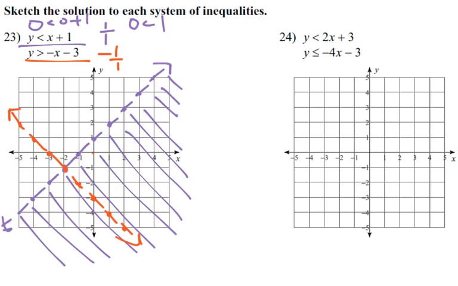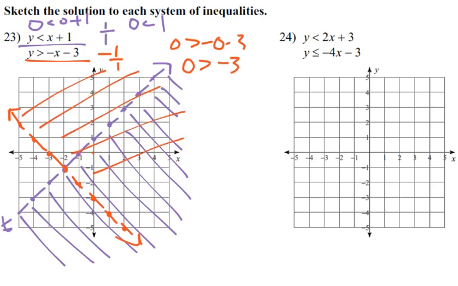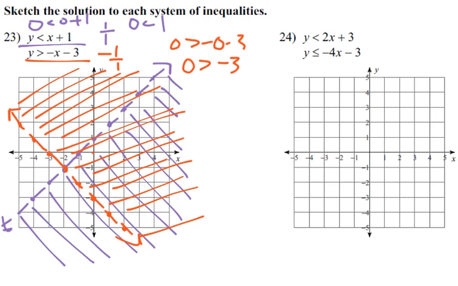So let's pick that test point 0, 0 again. 0 for y, 0 for x. Negative 0 minus 3 is negative 3. Is 0 greater than negative 3? Yes. So we shade this side. So now my question is, where is the place on this graph that answers the question, the solution for both of them? Well, remember with inequalities, the solution is where it's shaded. So we're looking for the place where they're both shaded, which would be that section right there, right?